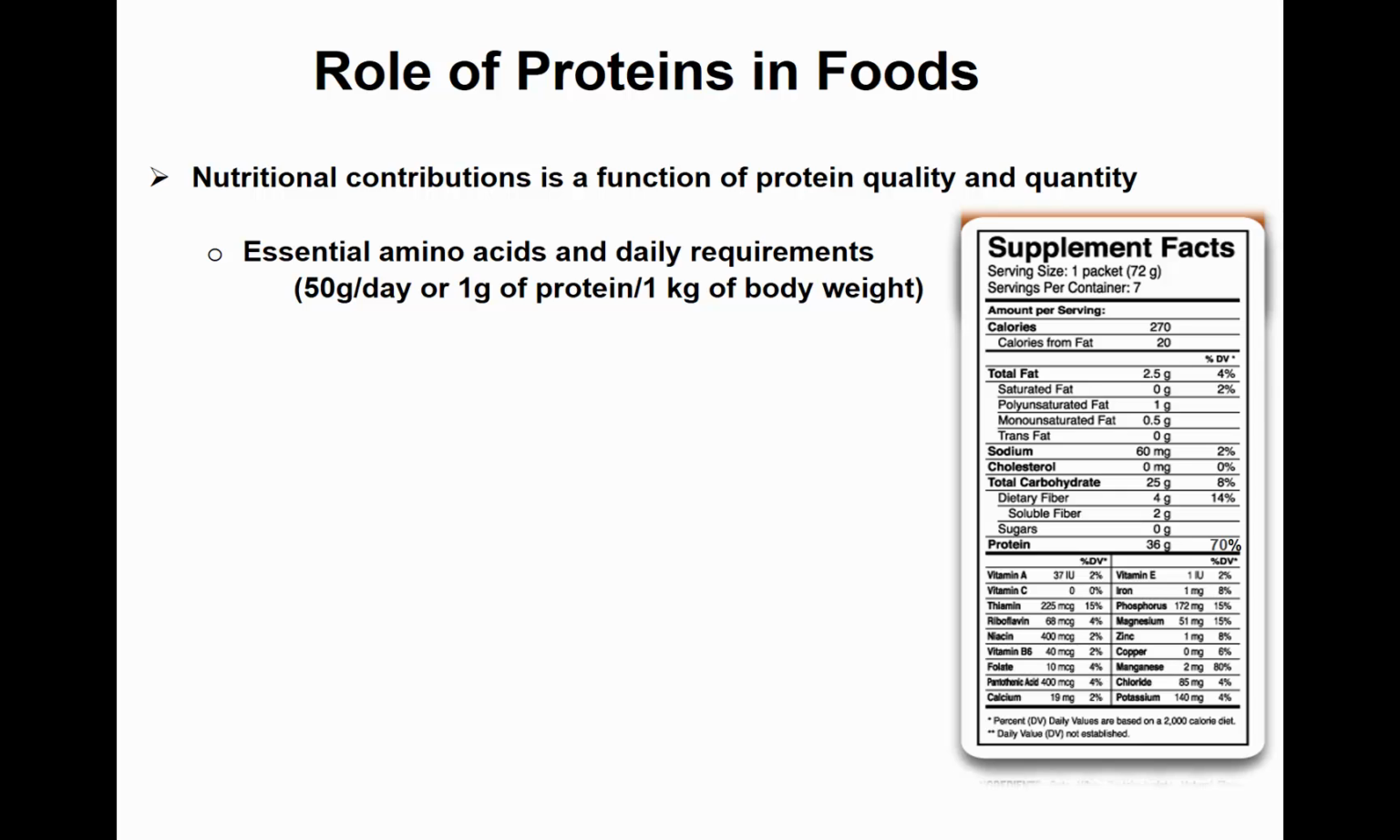And this is showing you a supplement facts label where you have protein, 36 grams in a serving. This is a really high protein percentage. And if this is a claim that it's a high protein supplement, you'll see on the nutrition label the percent daily value. So this is providing 70% of the daily value, which is 36 grams by 50, about 70%.